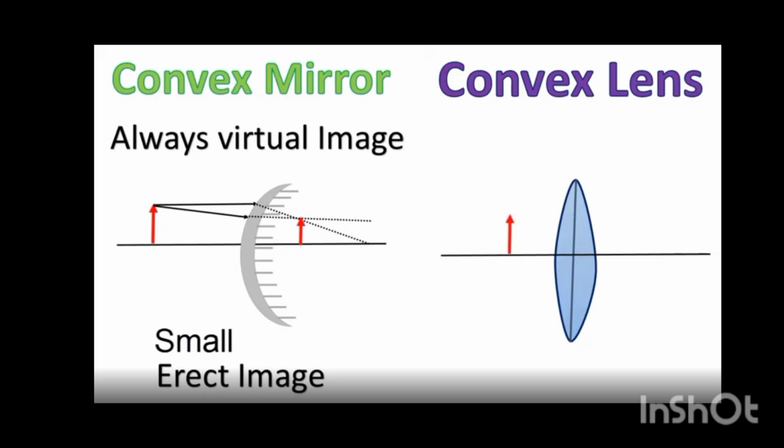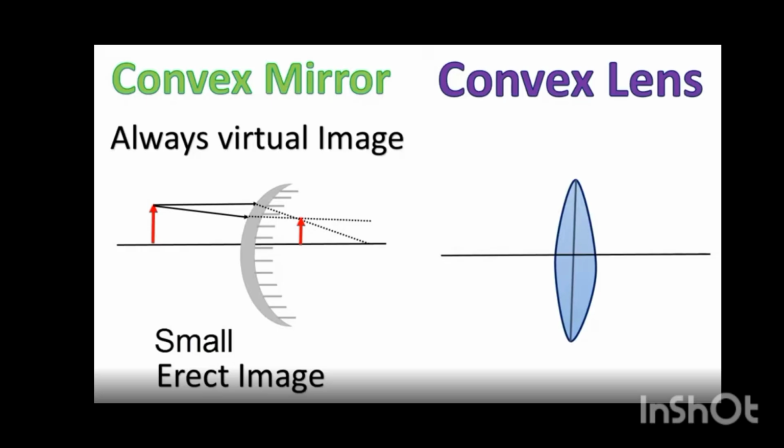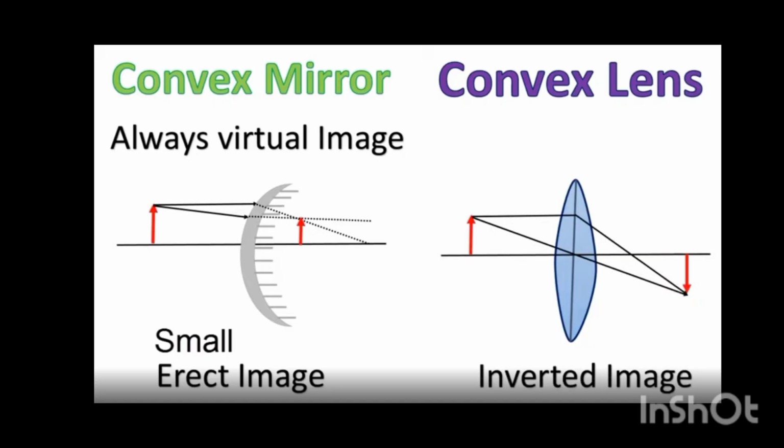And it is opaque. But in case of convex lens, if you keep an object in front of it and close to it, then it forms an erect but virtual image. If we keep the object at a distance in front of the lens, then we will get an inverted image. So here I am showing the formation of inverted image, which is kept at a distance. Now this will be an inverted image.